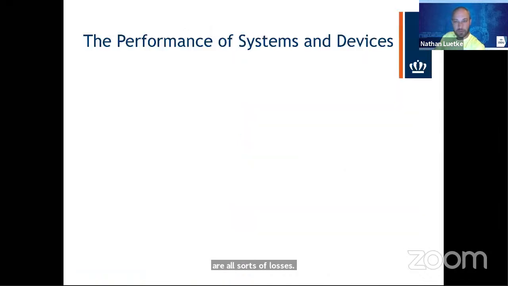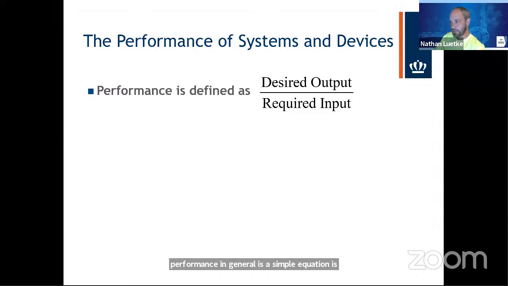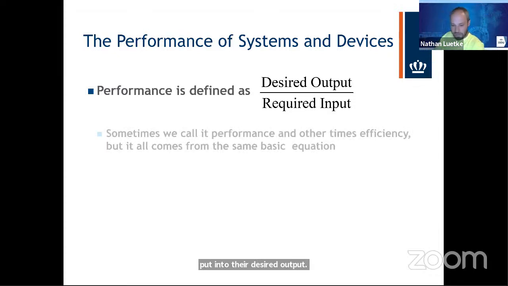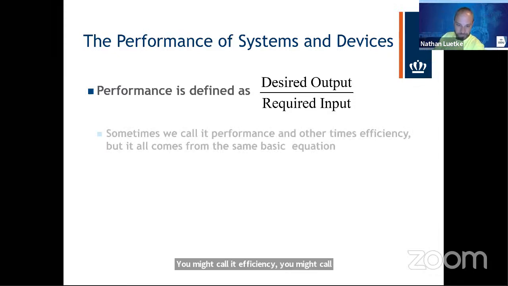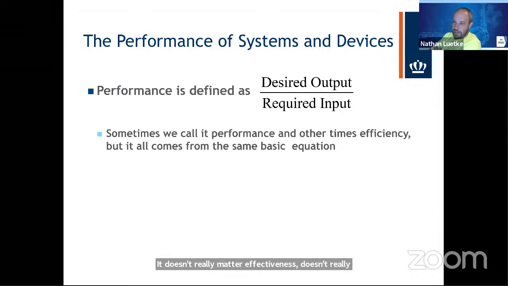So, performance of systems and devices. Performance in general is a simple equation. It's always what are you trying to get out of it over what did you put into it. Desired output over the required input. That's how you define it. Now, there are different words people use for performance. You might call it efficiency, coefficient of performance, or effectiveness. It doesn't really matter. In the end, it's the desired output: what are you getting out and what did you have to put into it is your performance.